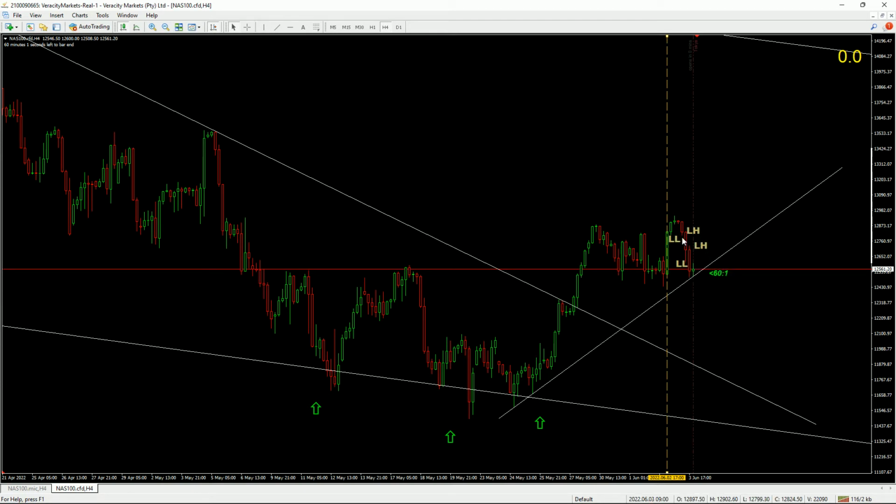So this is a market structure. Like I said, the market structure is created everywhere, guys. You should be able to see that. You should know what the market is doing whenever the market creates a market structure. So this is the market structure, guys.